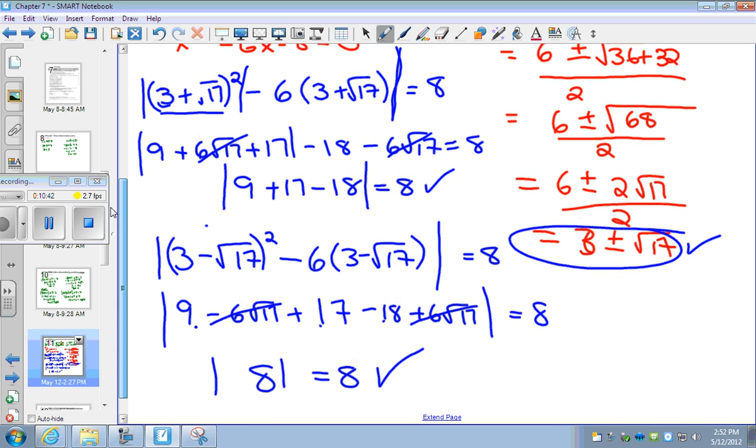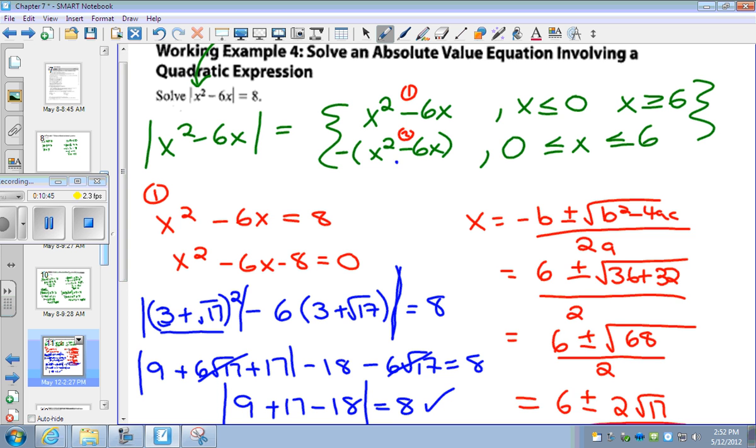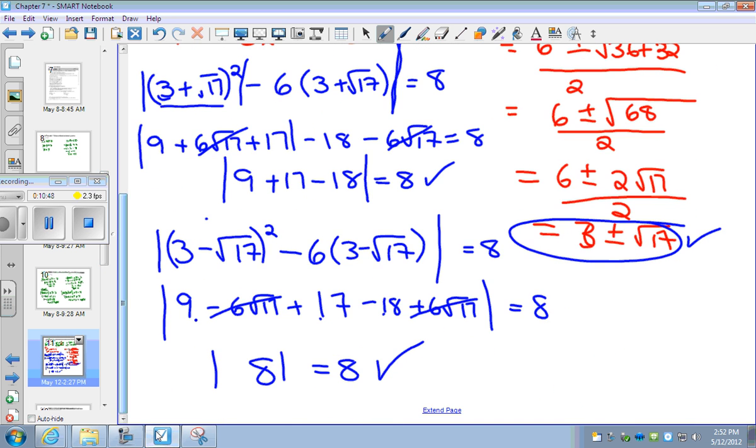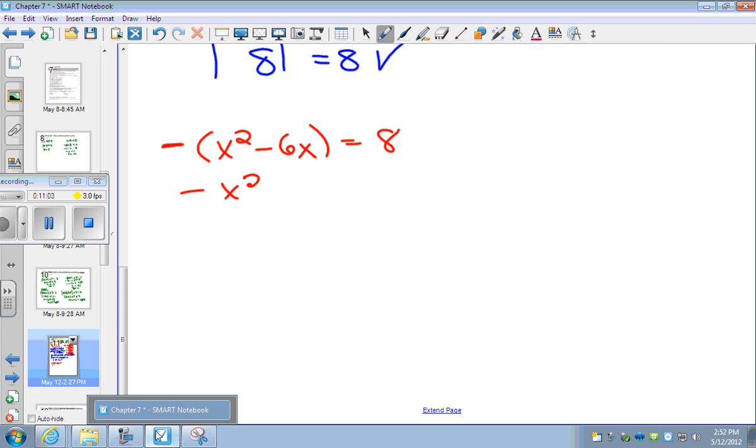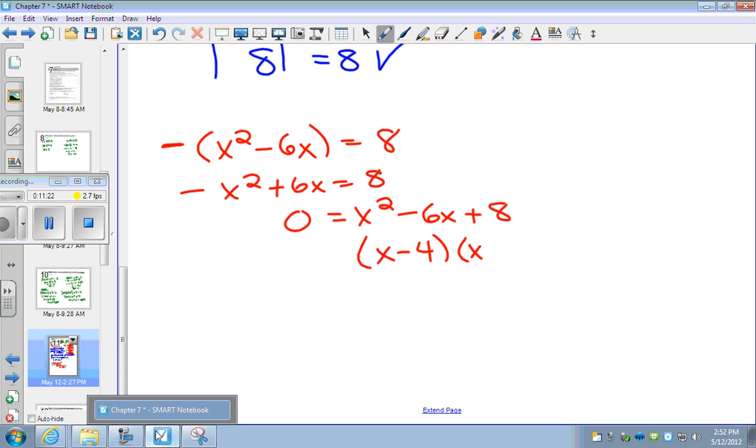But that was just case 1. Now we have to look at case 2, and don't worry, case 2 is easier. Case 2 was if we had negative x squared minus 6x is equal to 8, using that piecewise. This is negative x squared plus 6x is equal to 8. Solving for 0, I'm going to bring everything to this side. So I have a positive x squared term minus 6x plus 8. Two numbers that multiply to be positive 8 and add to be negative 6. So in this case, x equals 4 and x equals 2.